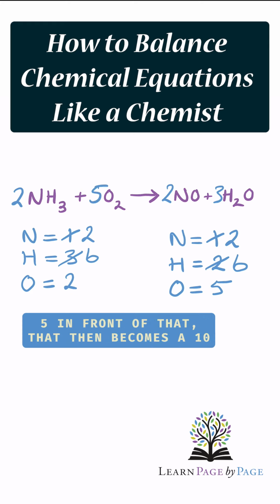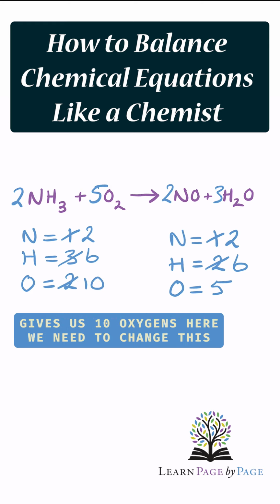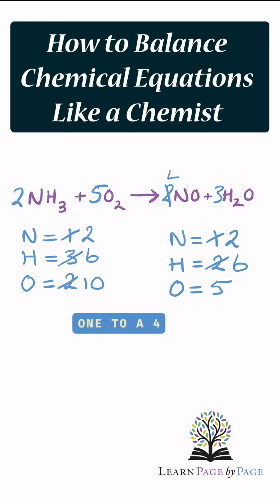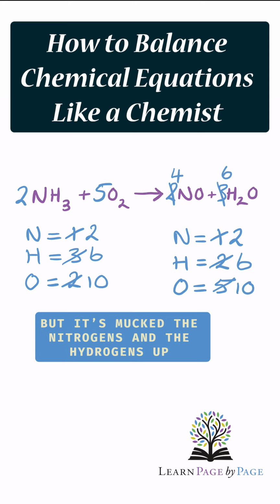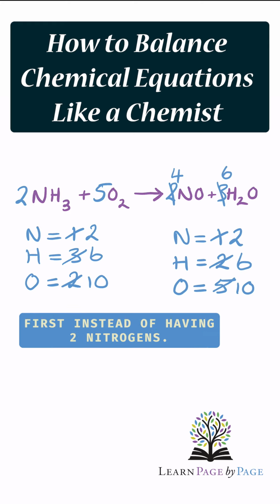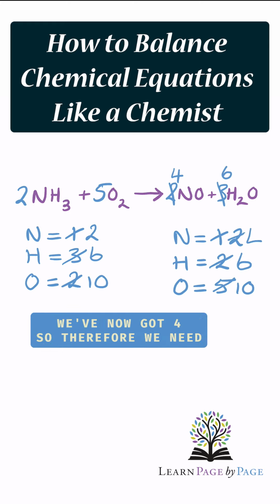So if we put a 5 in front of that, that then becomes a 10. Give us 10 oxygens here. We need to change this one to a 4, that to a 6. That gives us our 10, but it's mucked the nitrogens and the hydrogens up. So let's work with the nitrogens first. Instead of having 2 nitrogens, we've now got 4.